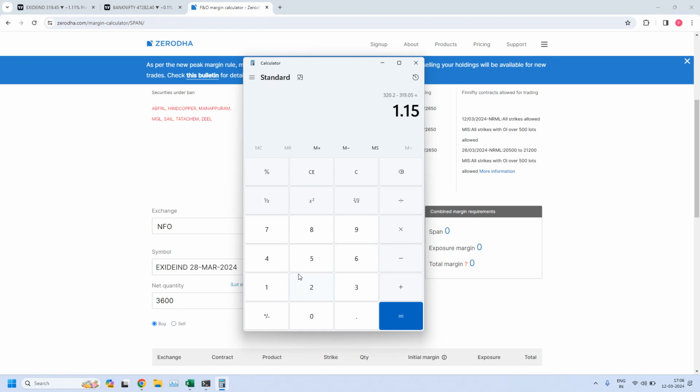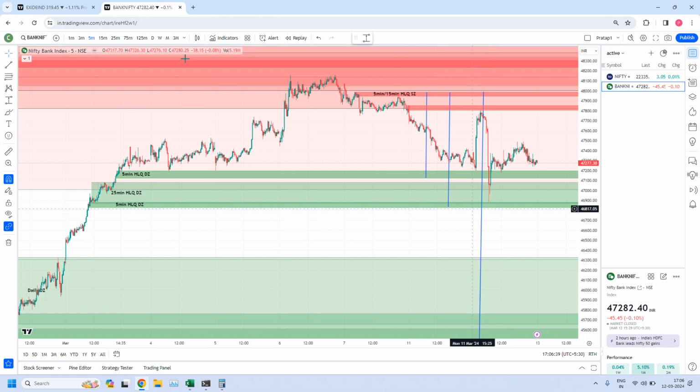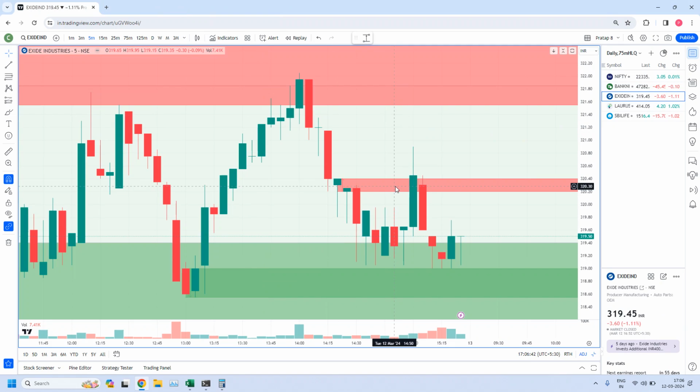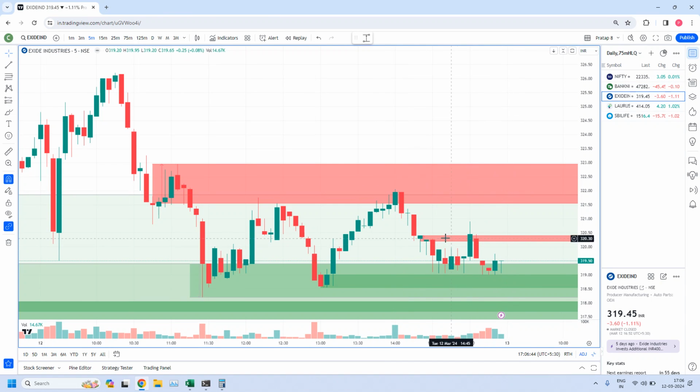Lot size is 3,600 into 3,600. It has given you 4,000 return for 5 minutes. But still we don't take this because RR is not good. Okay. So this is about Exide Industries.